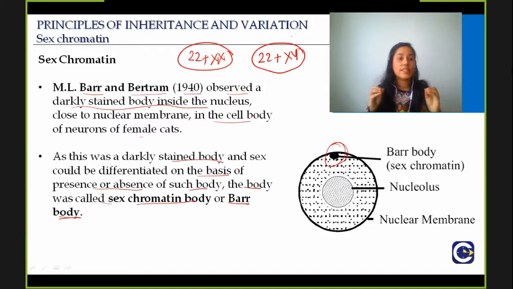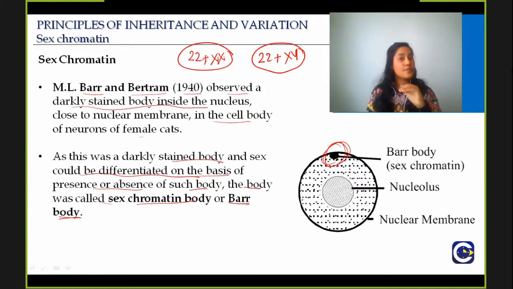So as this was a darkly stained body and sex could be differentiated on the basis of presence or absence of such body, the body was called sex chromatin body or Barr body, and that is how it looked. And please write it down, M.L. Barr and Bertram, they observed the Barr body. That is why the name is Barr body, to give importance to the scientists. We all are now repeating his name so many times, he must be happy from the top. Okay, so write it down. Is it clear? Is this concept of Barr body clear?